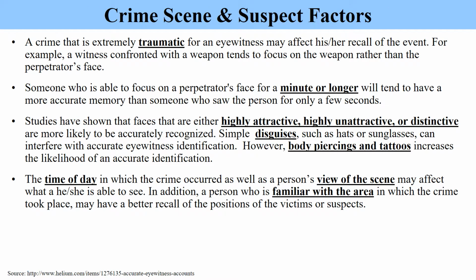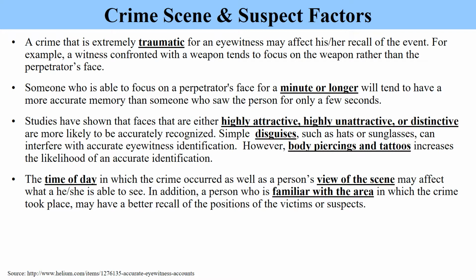All right. Crime scene and suspect factors. A crime that is extremely traumatic may affect the eyewitness. For example, if there is a weapon, they focus more on the weapon than the perpetrator's face. If you are able to focus on the perpetrator's face for a minute or longer, of course, you'll do better than someone who only saw it for a few seconds. Faces that are highly attractive or highly unattractive or distinctive are more likely to be accurately recognized.